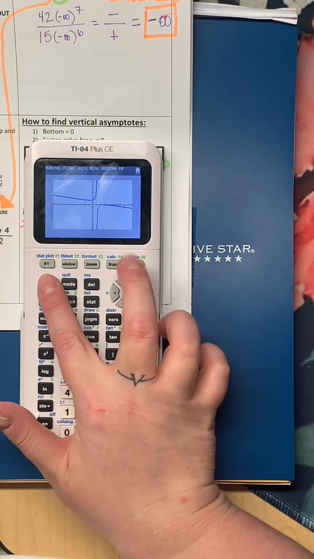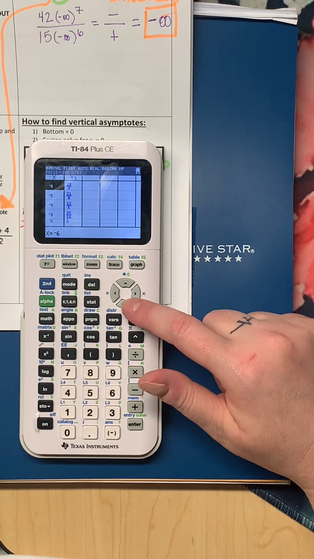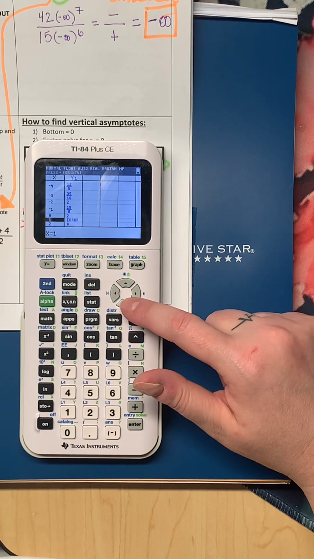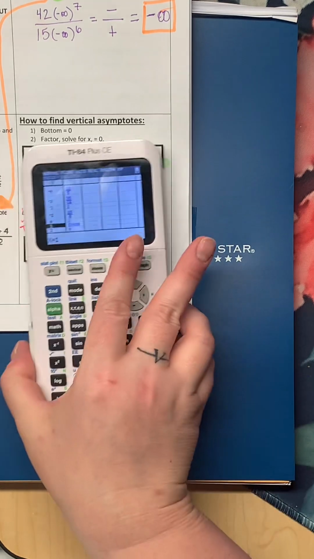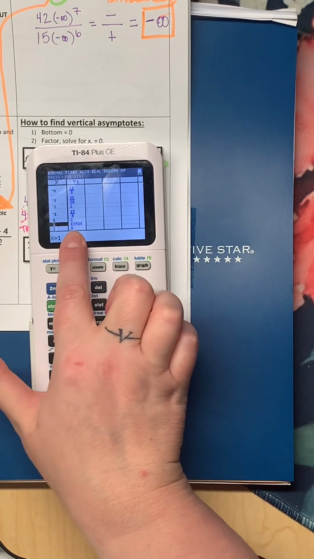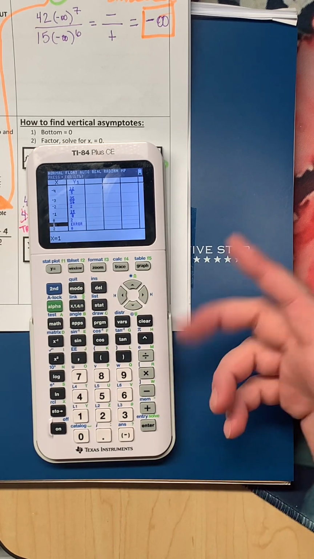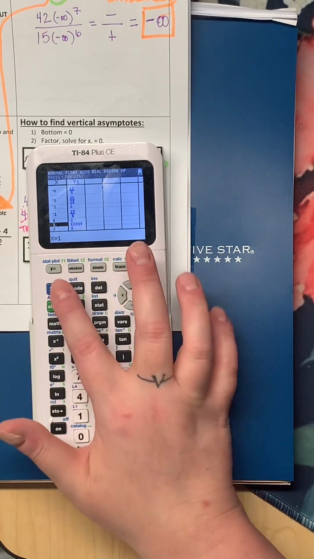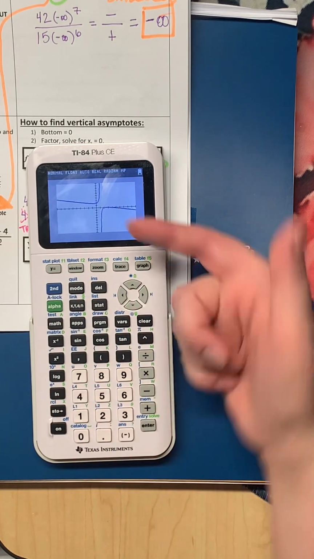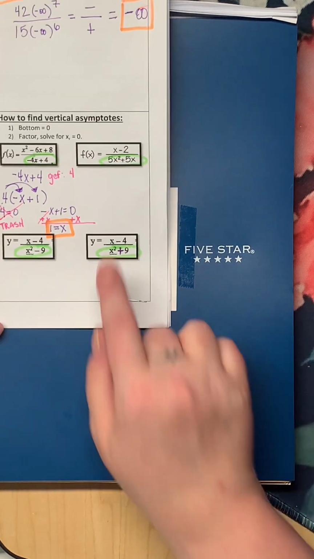I can press second graph, and whenever x is 1, we should have an error, because that means there's nothing that exists there on the graph. It's an asymptote. So wherever you see error, it's more than likely the vertical asymptote. Okay, let's try this next one.